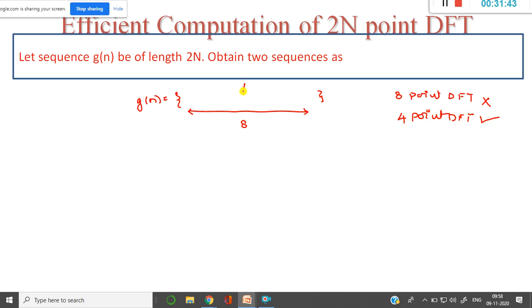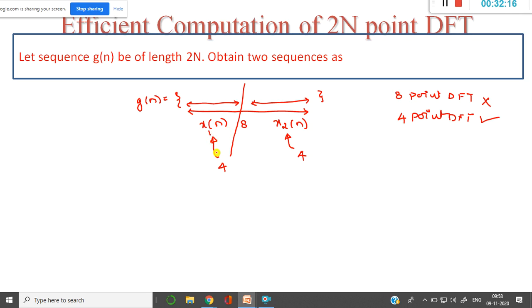What we do is we divide this g of n into two sequences, let me assume x1 of n and x2 of n. If you divide, what will be the sequence of x1 of n? A 4-point sequence. And this is also a 4-point sequence. How do you divide this? Divide this in the form of even and odd. That's it. Even sequences and odd sequences.